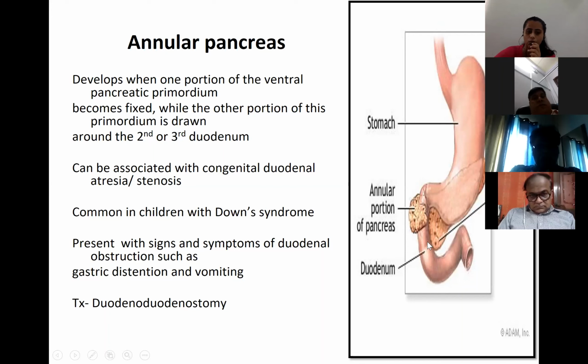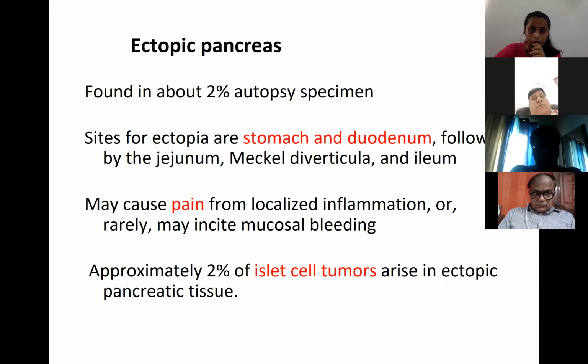Usually it is seen with Down syndrome, and usually there are signs and symptoms of duodenal obstruction, such as gastric distension and vomiting associated with it, and the treatment is duodenostomy. Then ectopic pancreas: usually the sites for ectopia are stomach and duodenum, followed by jejunum, Meckel's diverticulum, and ileum.